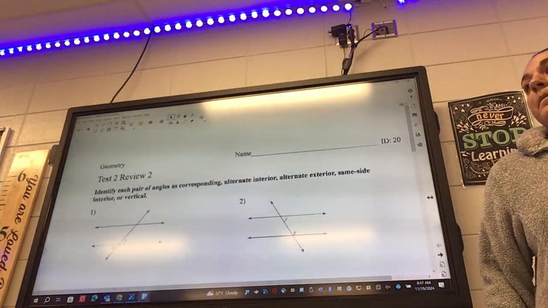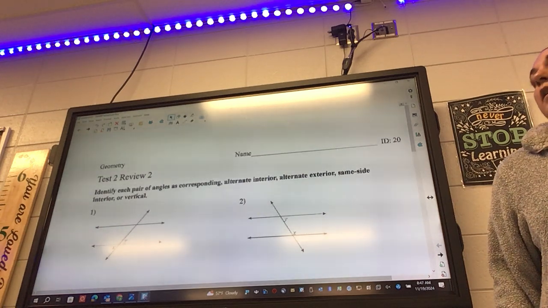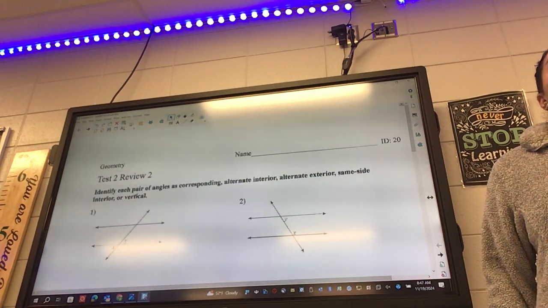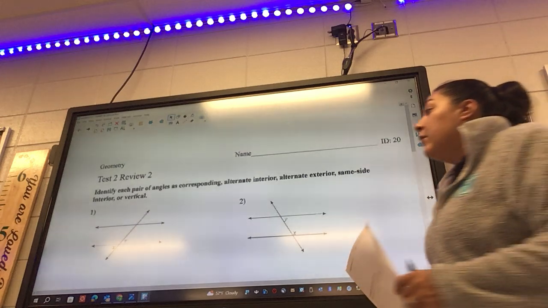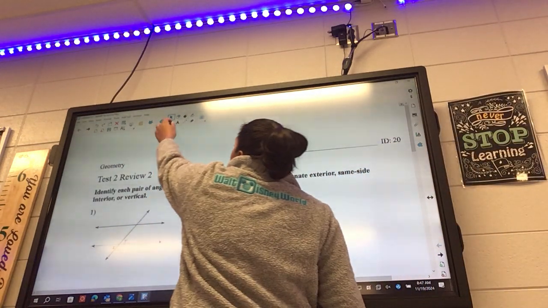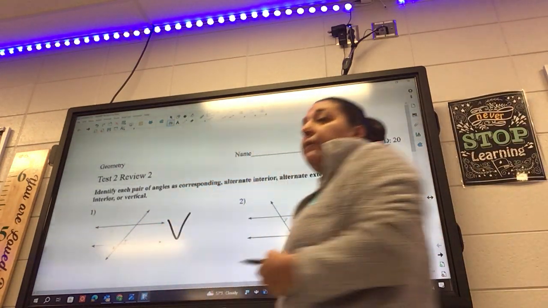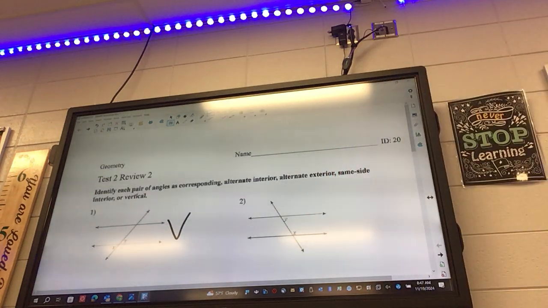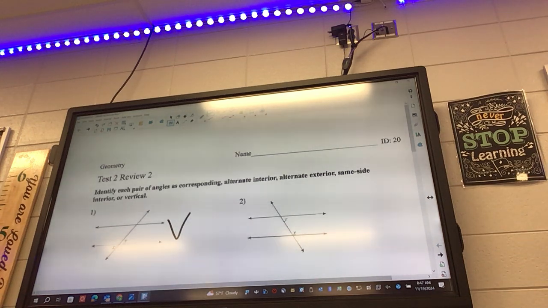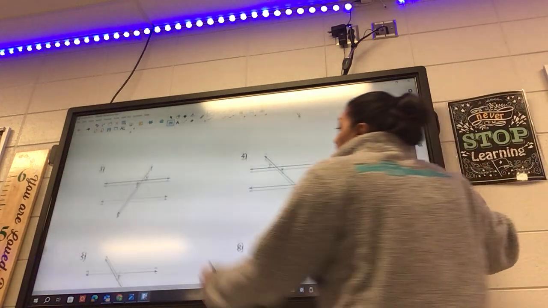What kind are they? They're vertical, okay? So they're right across from each other, one's in, one's out, so they're going to be vertical, so we're just going to say V. Number 3, what kind of angles are those? They're also vertical, so you're just going to say V.